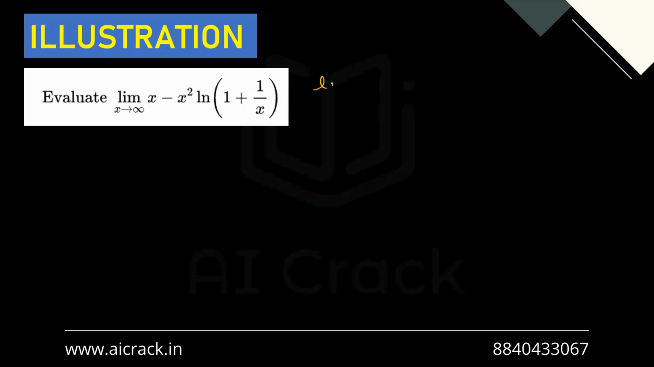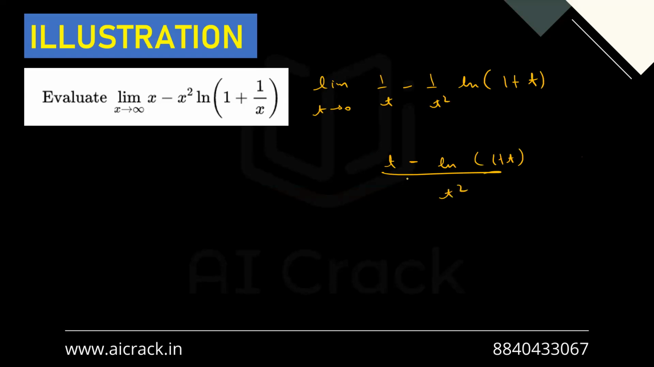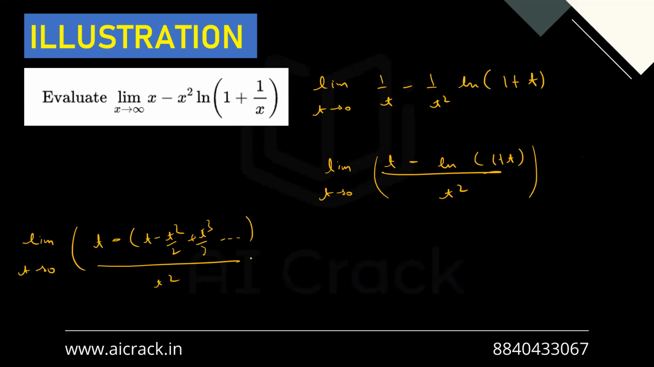So it would become limit t approaches 0, 1 by t minus 1 by t square ln of (1 plus t), right? Now, if we take the LCM over here, we'll be getting (t minus ln of (1 plus t)) divided by t square. So we can expand ln of (1 plus t) now. This is limit t approaches 0, t minus ln of (1 plus t), which is t minus (t square by 2 plus t cube by 3 and so on), divided by t square, right?